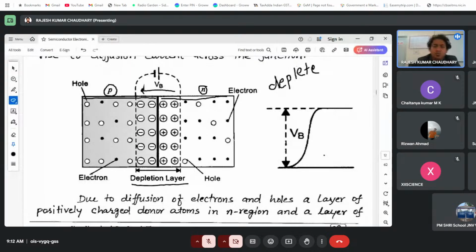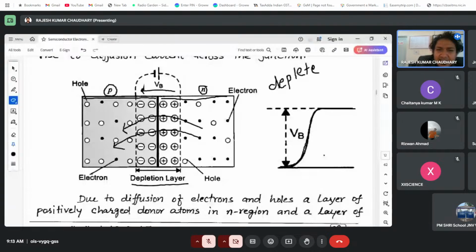Got it? If any electron now tries to jump from N to P, it should have a large amount of energy, because there is a potential barrier. That's why it is called what? Potential barrier. Why? Because if any electron is trying to jump from here to here, that electron will need a significant amount of energy to jump from N to P now. Got it? And I will tell you how they will get energy later.